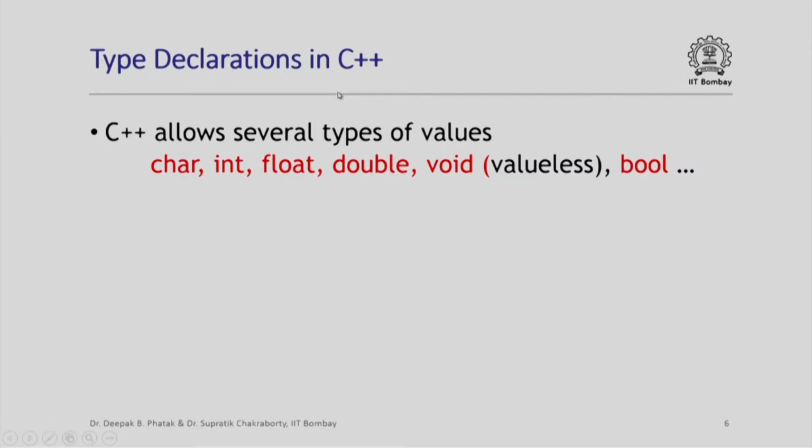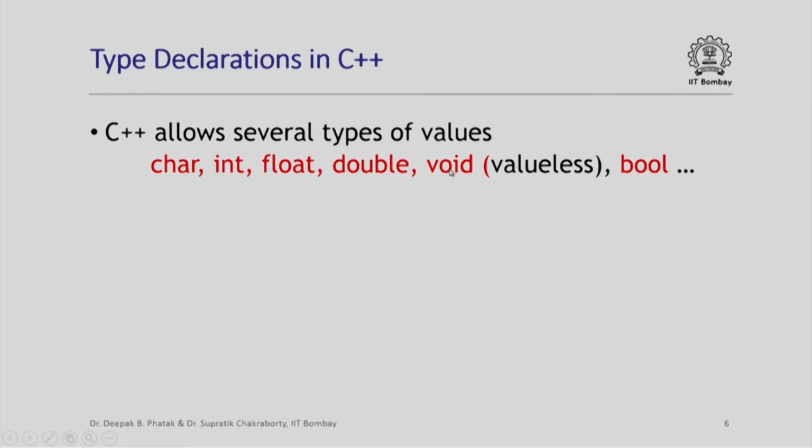Now, as I said, every object must be associated with a type, and C++ allows different types of values. For example, I have indicated in red here different types that are allowed in C++, and this is certainly not a comprehensive list of types. C++ allows many more types, and we will see more of these as we proceed in the course. So here I have indicated some types: char for character, int for integer, float for floating point values. We will see what these are later on. Similarly, double is for double precision values. Once again, we will see what these are.